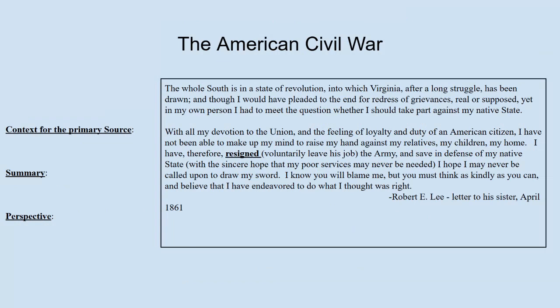Here's the things that we got to know. Number one, it's a letter from Robert E. Lee to his sister shortly after the outbreak of the Civil War. So, the context there is it's a letter to his sister shortly after the Civil War is breaking out. There's a few things that we can glean from this. Number one, it's a letter to his sister, a family member. So think about what he's going to say in that letter.